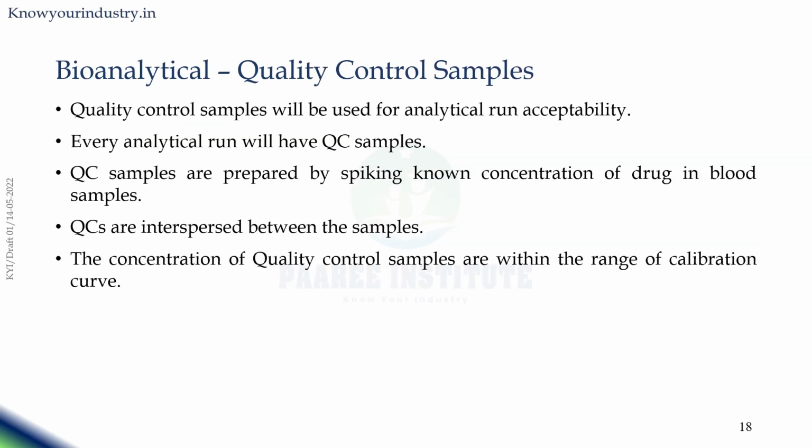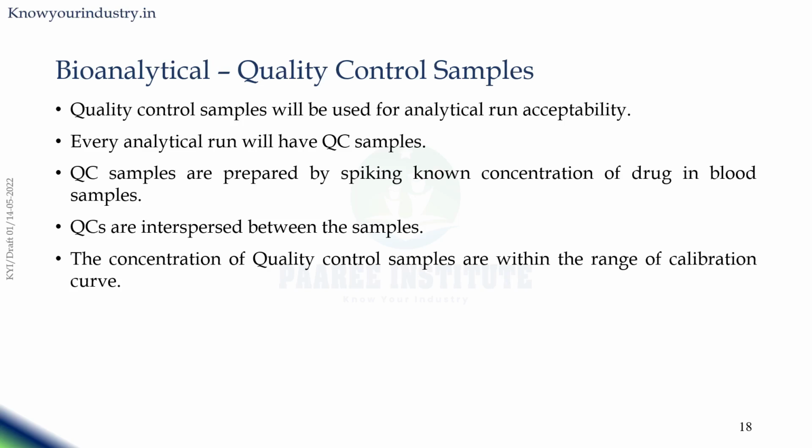In the case of bioanalytical methods, you will always use quality control samples. The quality control samples are very important because they are used for run acceptability. Quality control samples are prepared by spiking a known concentration of the drug in the blood samples. The concentration of the drug will be in the range of the calibration curve. It should be within the working range, which we discussed in the earlier slide.